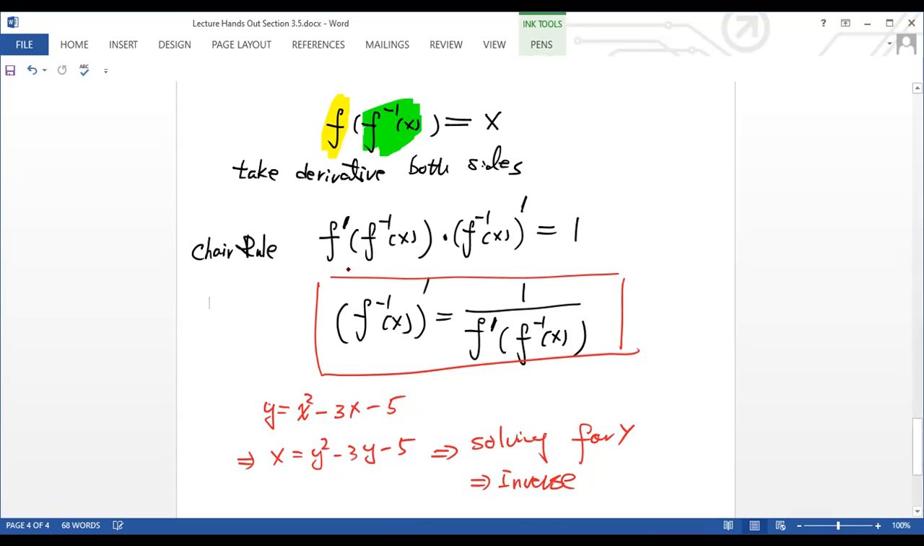All right, that's it. That is it for this lecture on implicit differentiation. Like I mentioned, this is a very, very important skill for derivatives. Okay, I hope you get a good understanding of this.